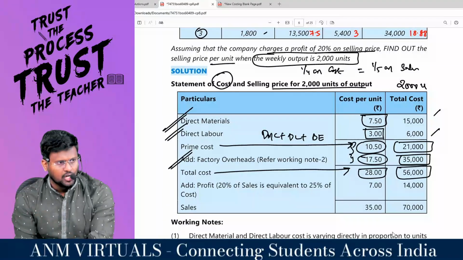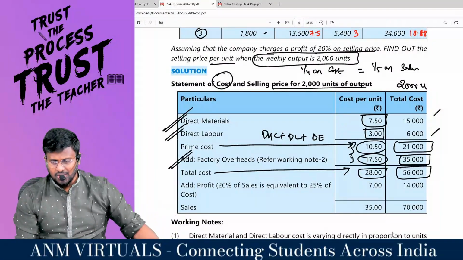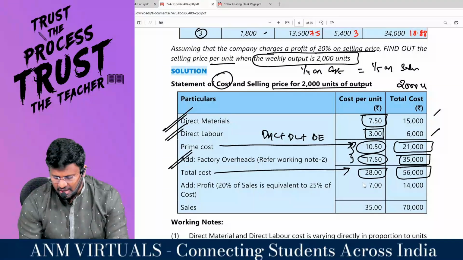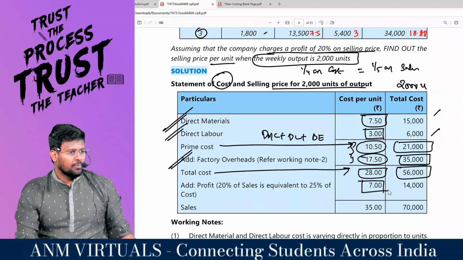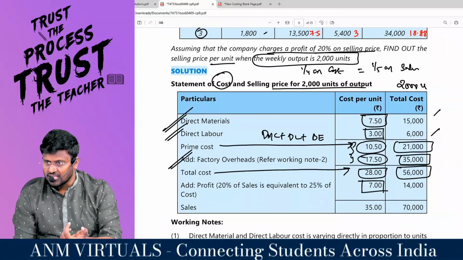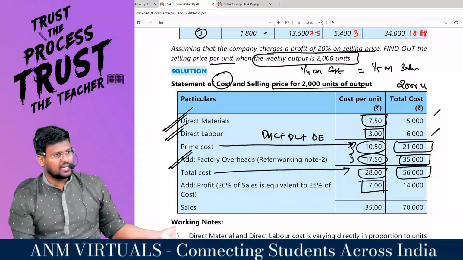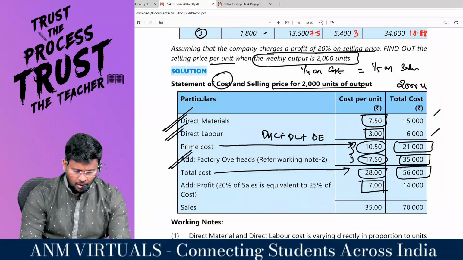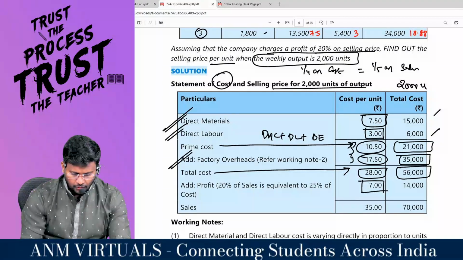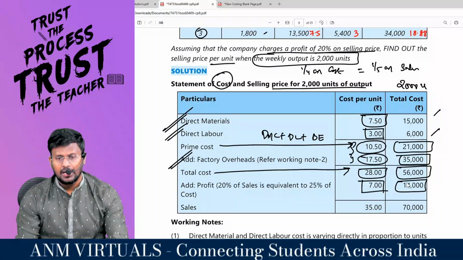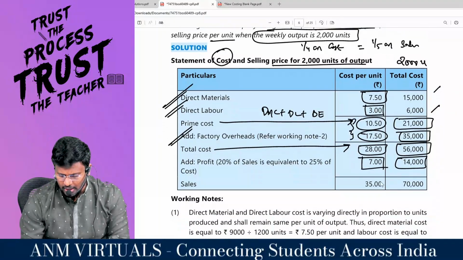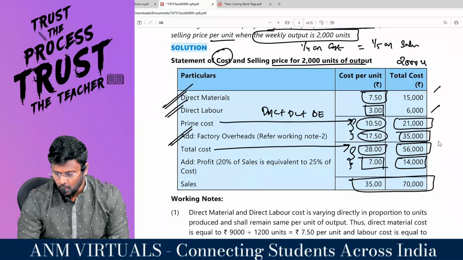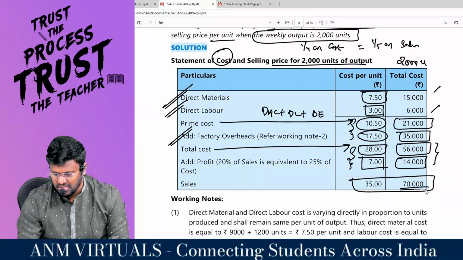1 by 4 on cost is equal to... So simple. So 28 divided by 4 comes to 7 rupees is the profit, because 1 by 4 on cost is equal to 1 by 5 on sales. Are you able to appreciate the conversion? 56,000 divided by 4 comes to 14,000 is the profit. So the sales per unit will be 35, because 28 plus 7. With a total cost of 56,000 plus 14,000 comes to 70,000.